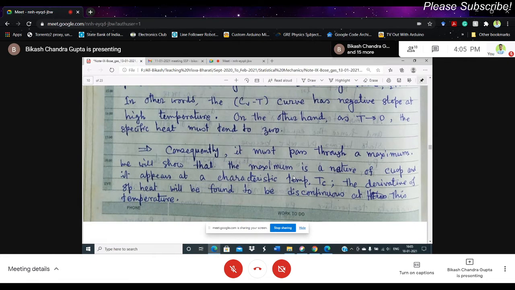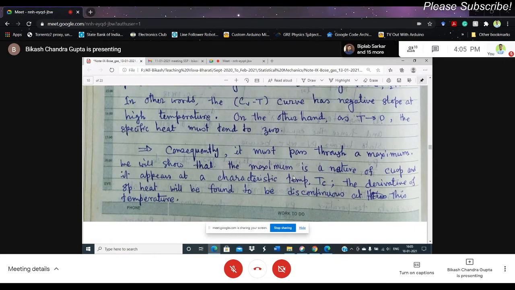If the derivative of the specific heat is discontinuous, then it indicates that there is some kind of phase transition. And since the specific heat is the first derivative of the energy, the discontinuity will appear in the second derivative of energy, because the CV itself will have a discontinuity at Tc. Then that is called a second order phase transition.